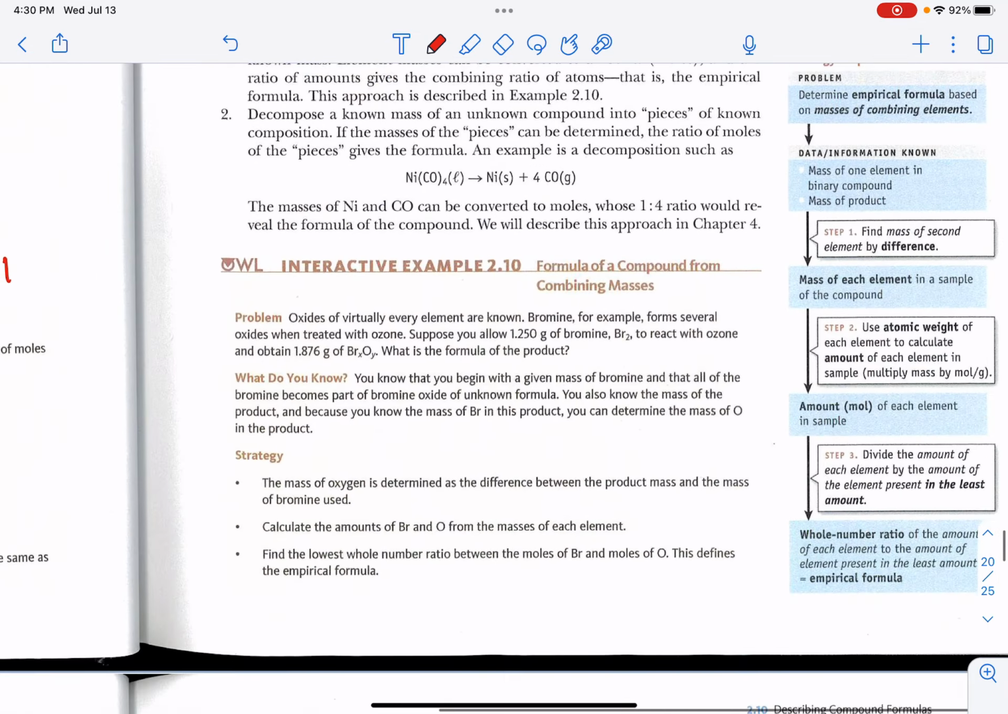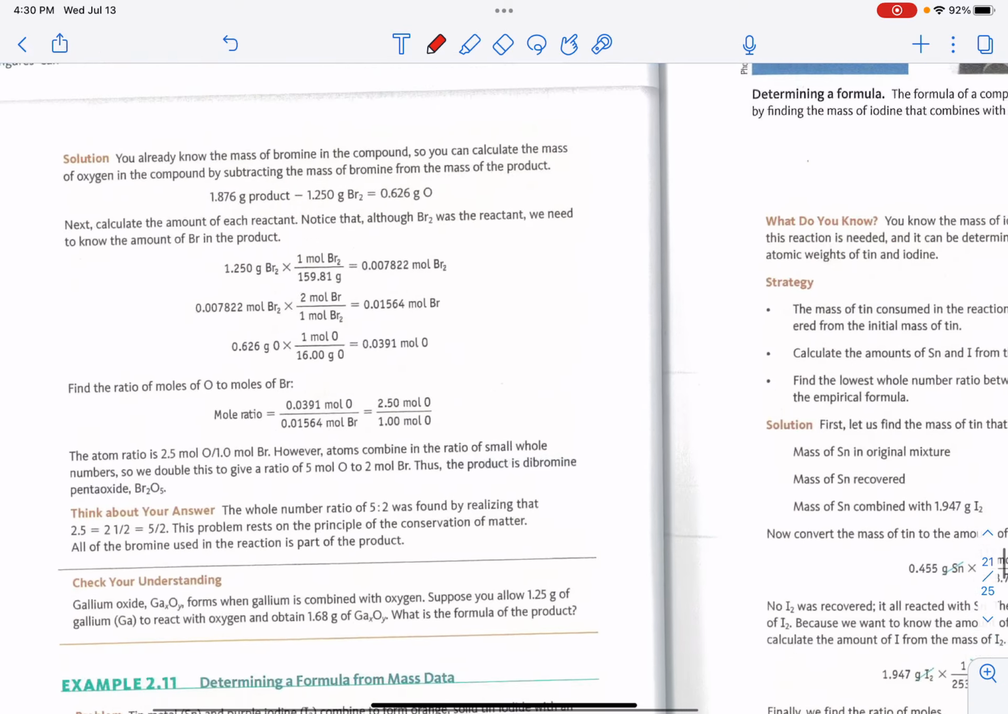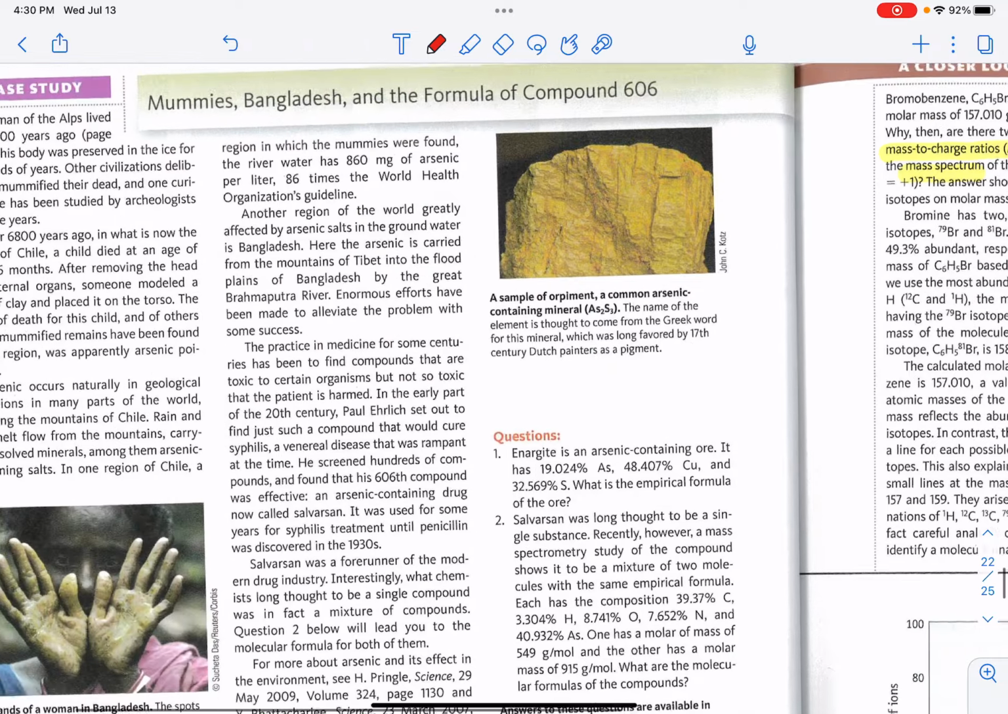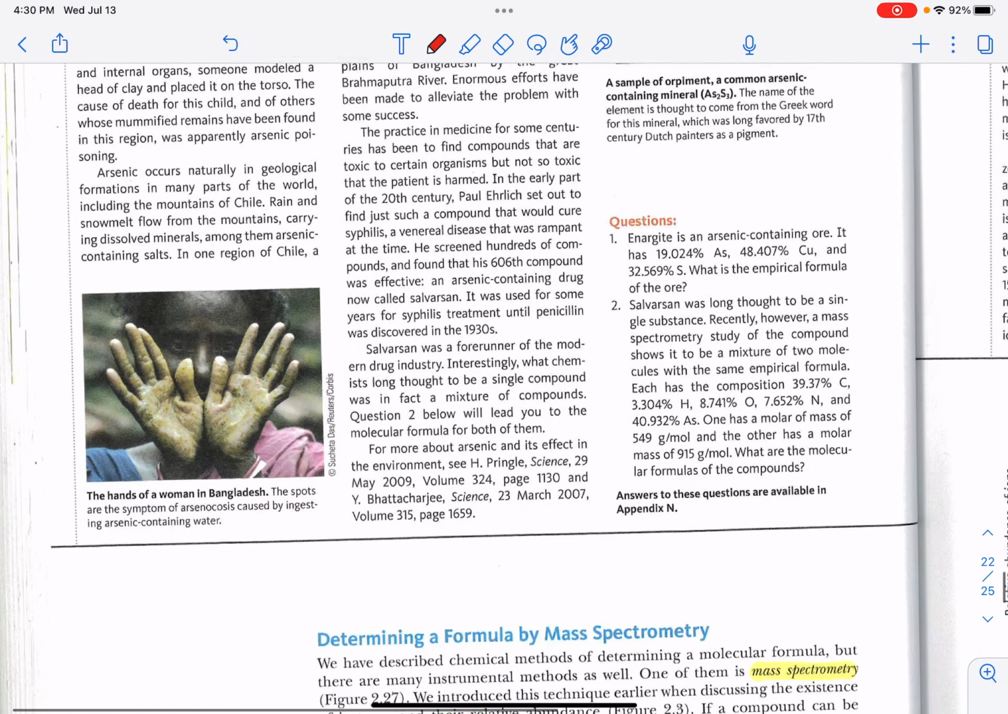Okay, so I'm going to skip the math part here and come over to, let's see.